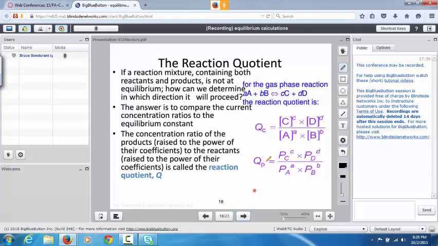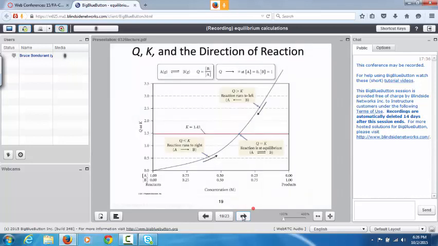Okay. So the reaction quotient is something that I had mentioned. The reaction quotient Q is simply the expression at whatever concentrations you have, and KEQ is simply Kc when you get to equilibrium. So if Q is greater than K, your reaction runs backwards. If Q is less than K, the reaction runs forward.